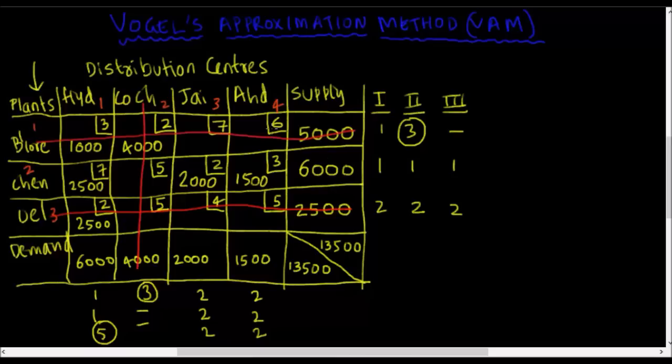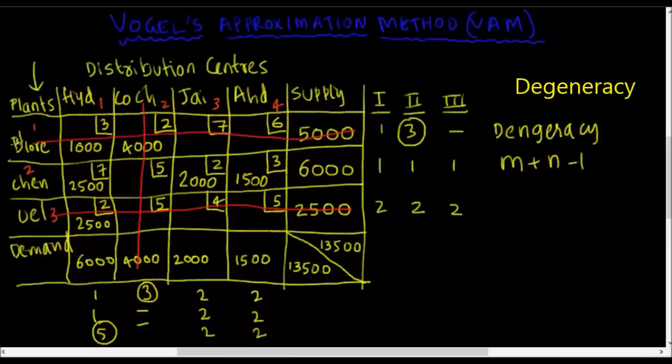After finding the initial basic feasible solution, you can see that we have got 6 basic variables: 1, 2, 3, 4, 5, 6 basic variables. Now check for degeneracy. Checking for degeneracy involves checking for m plus n minus 1 basic variables. M stands for the number of plants, n stands for the number of distribution centers, that is destinations, minus 1. 3 plus 4 minus 1, 6 basic variables. We have got 6 basic variables. After checking for degeneracy, we know that we have not entered a state of degeneracy. After that, we calculate the total cost.